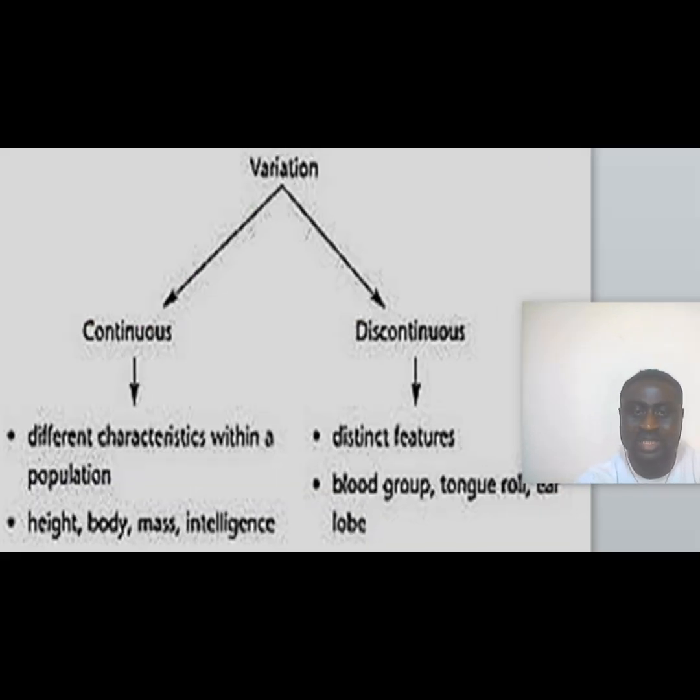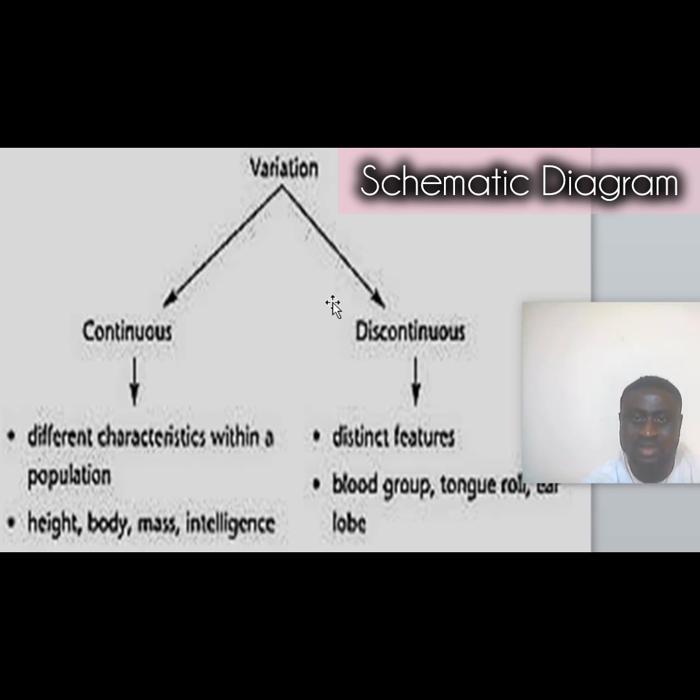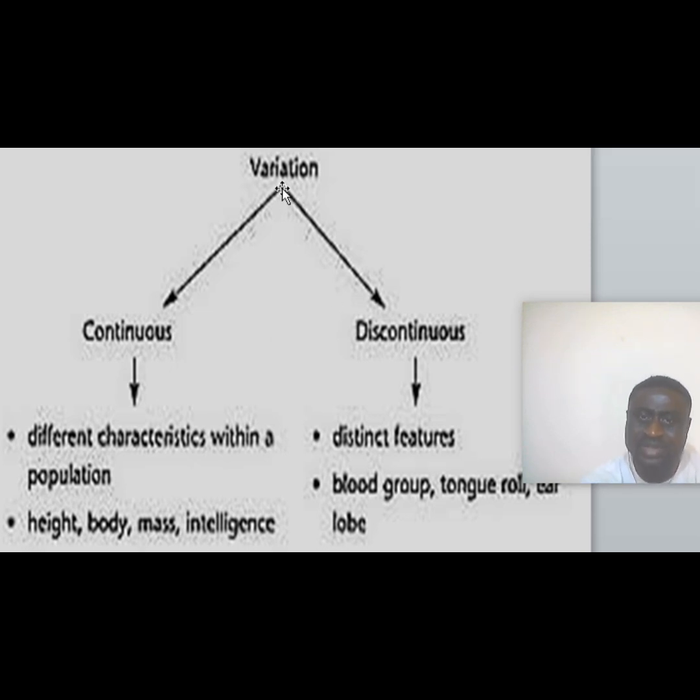So this leads me to the next slide, which is a schematic diagram showing the difference between these two variations. Now we have variation, which is divided into continuous variation and discontinuous variation. Now for continuous variation, it simply refers to those differences you can spot among organisms of the same species within a population. There are different characteristics you can see that exist between the same family. They will be different in their height, in their body size, their mass, how weighty they are, or even in terms of intelligence. Even among a family, one person seems to be more intelligent than the other.